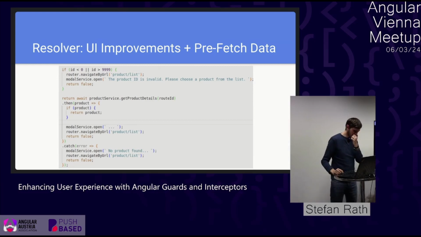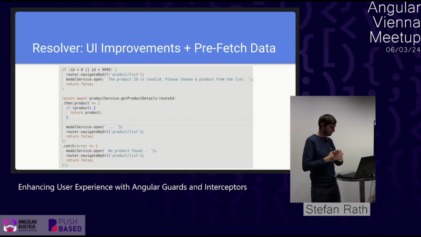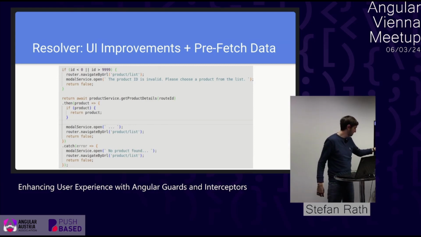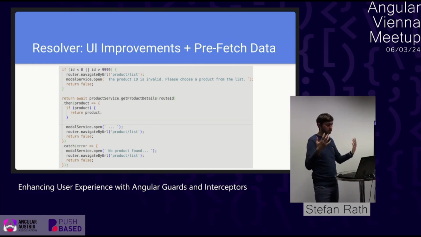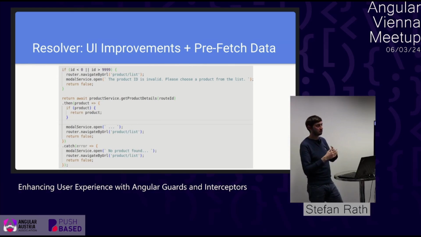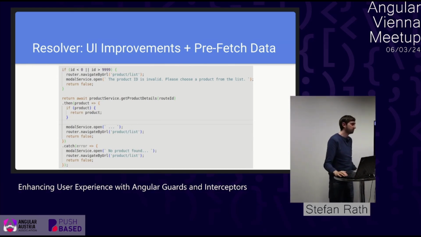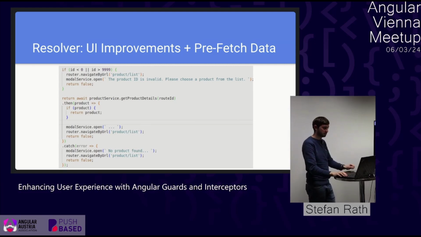But here's a cool thing about resolvers. We can prefetch data. We have this get product service, which is getting the product for us. Then we check if everything is all right, if this product exists, if we receive something from the backend. If not, show a meaningful thing on the UI, redirecting to another page, for example back to the product list, if something goes wrong, if we catch an error, if there is a 500 error or something like this. Just smoothly redirect back to whatever page. In this case, it's a product listing page.